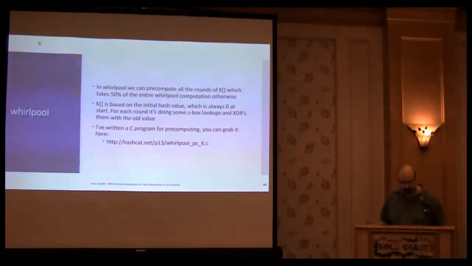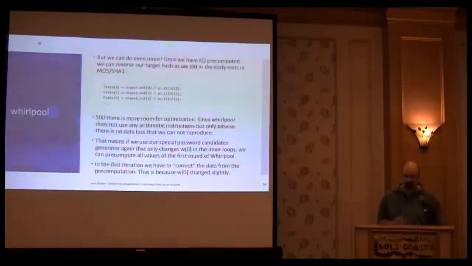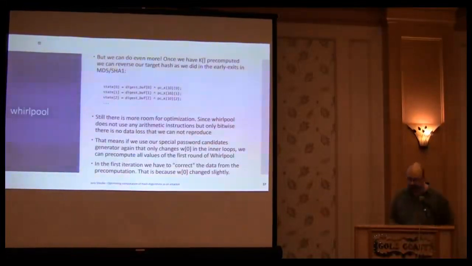It's already up. You can try it. It will pre-compute the boxes for you. But there's more. Once you have pre-computed K, you can use these pre-computed values and reverse your hash again. So again, partial reversion is possible. The PC is the pre-computed K.